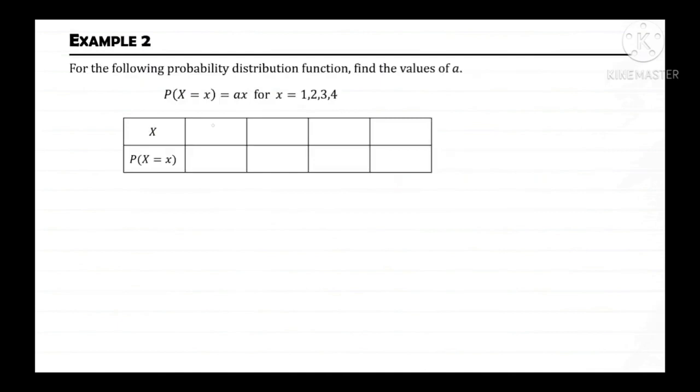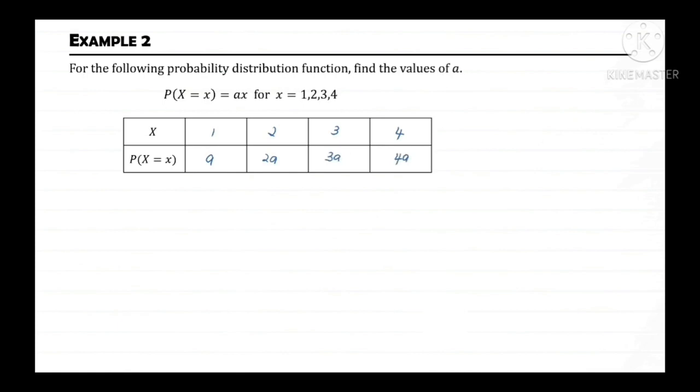Example 2. For the following probability distribution function, find the value of a. P(X = x) equals ax for x equal to 1, 2, 3, 4. Put this into a table. So x can take the values 1, 2, 3, and 4. The probability of getting 1 is ax, where x is 1, so we get a. For x equal to 2 it is 2a, for x equal to 3 it is 3a, and 4a.